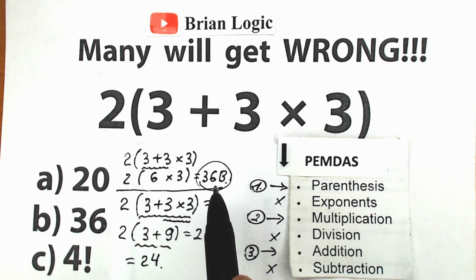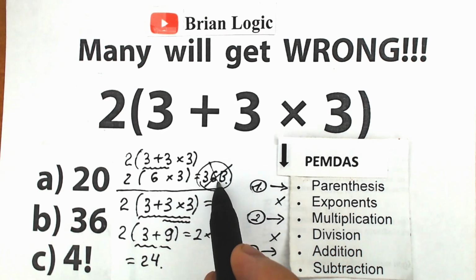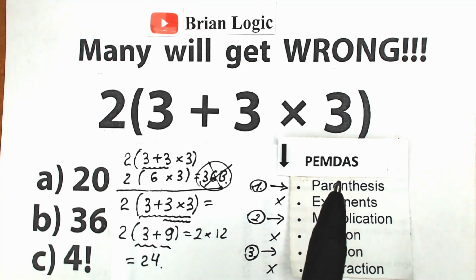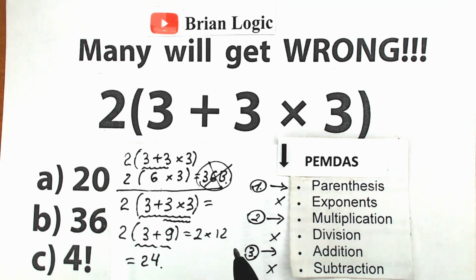So forget about this 36. This is a wrong solution, because addition then multiplication, this is a very bad thing. Addition is after multiplication all the time. So forget about this 36. What about this 24? This is of course a correct answer, because we solve it according to the correct order of operations. So right now 24 is a correct answer.